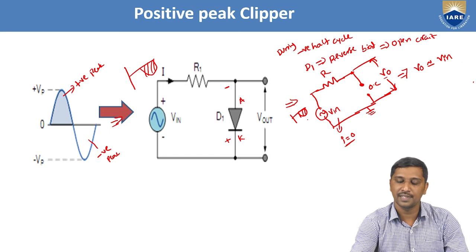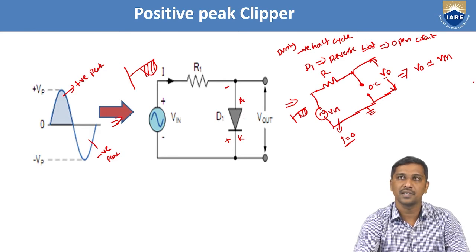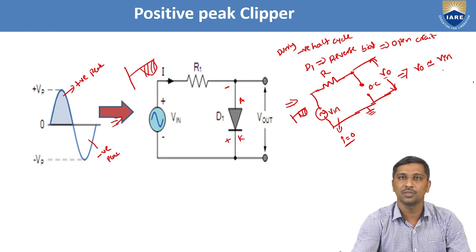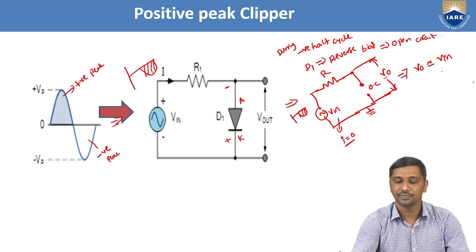The applied input voltage is the negative portion here. So when a negative peak passes through this given circuit, the diode acts as reverse biased. Hence, it is replaced with an open circuit. From that equivalent circuit, we observe that the output voltage is approximately equal to the given input signal here.